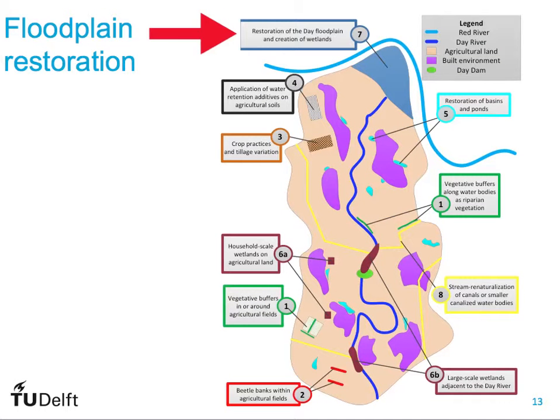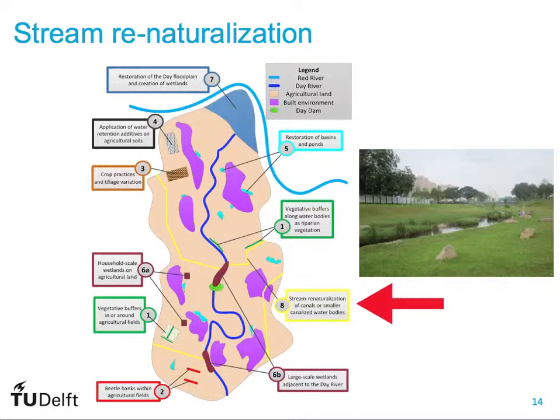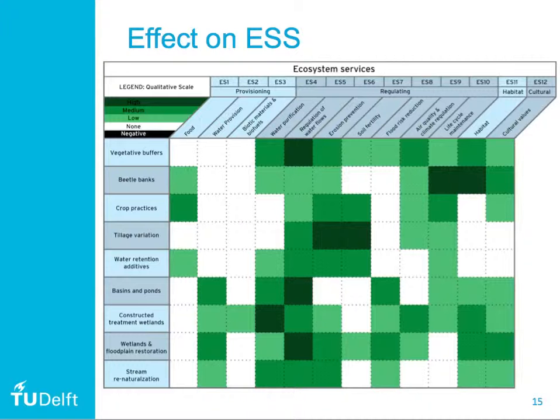The restoration of the Dye floodplain and creation of wetlands could also be an option. And the renaturalization of streams is an option to give streams a more natural appearance. I've also mapped the effects of the different measures that are proposed in my research on 12 selected ecosystem services, which can be seen in the table.